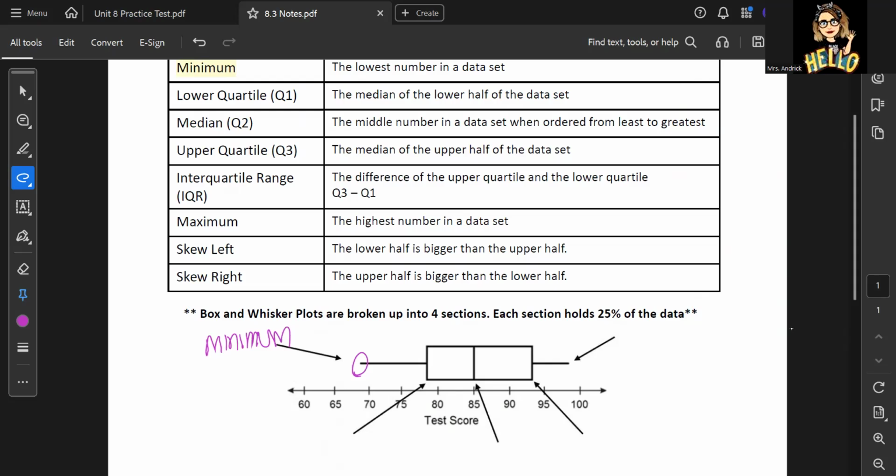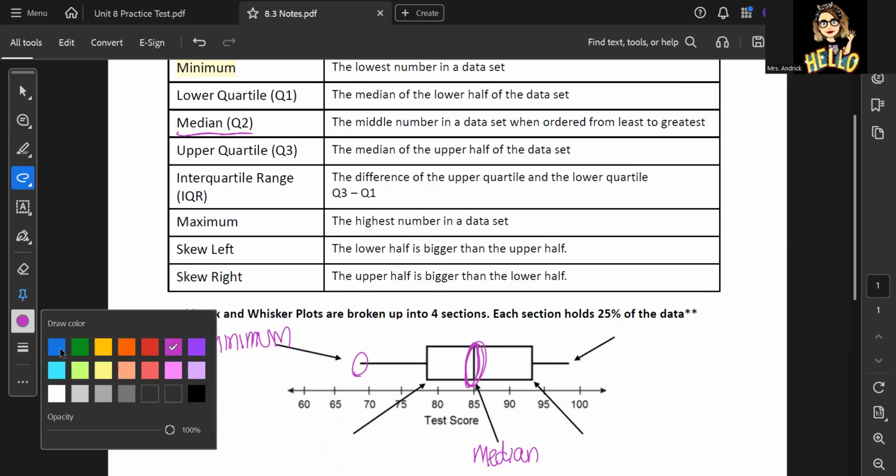We're gonna just kind of skip around. The median is the middle, the very middle. This line represents the median. So this number is the median. So that's right in the middle of the data.